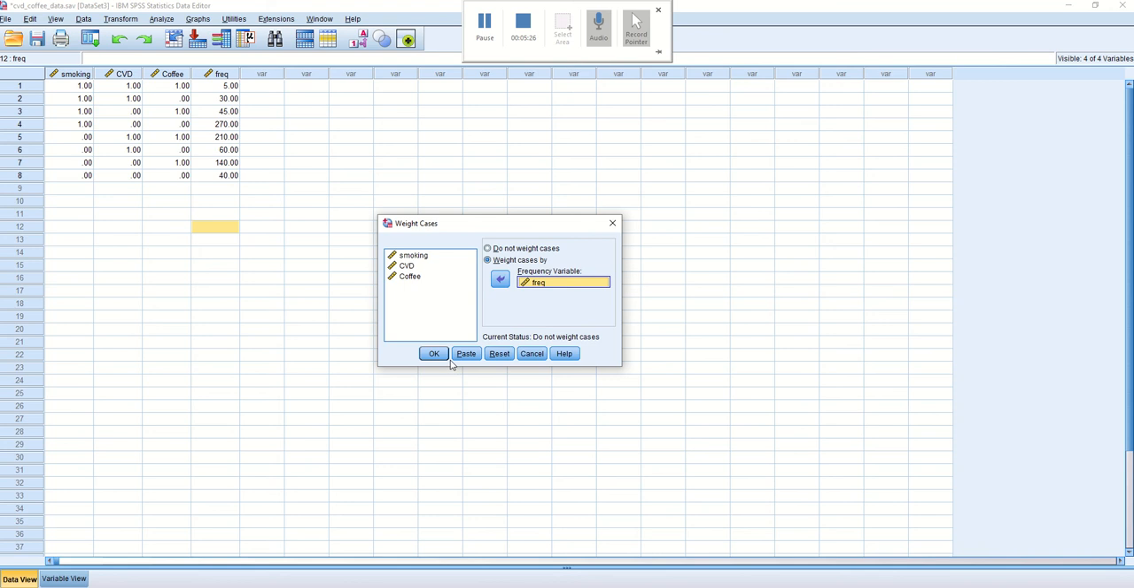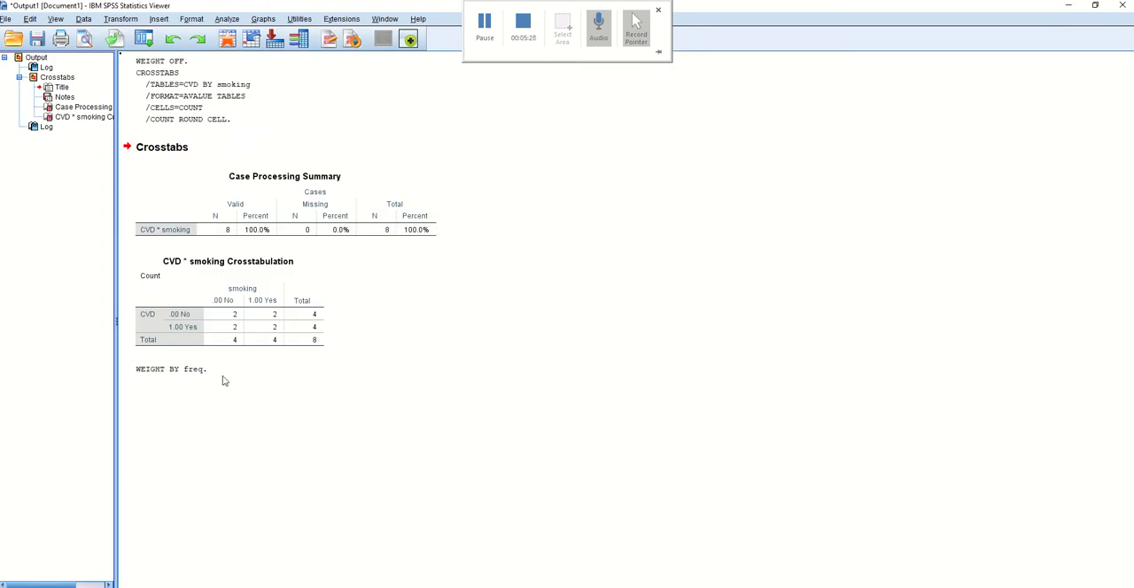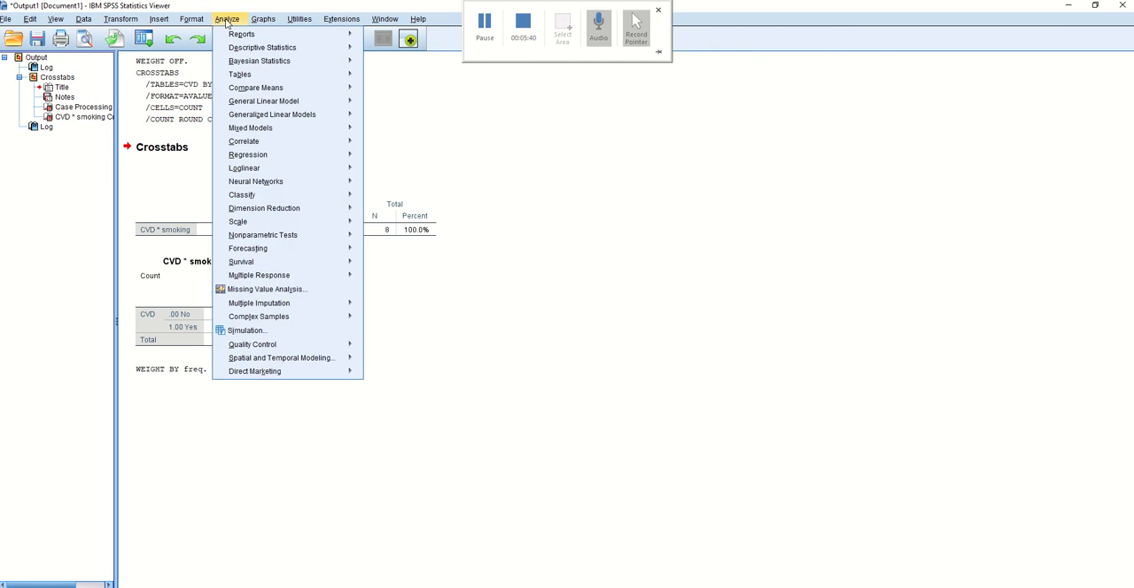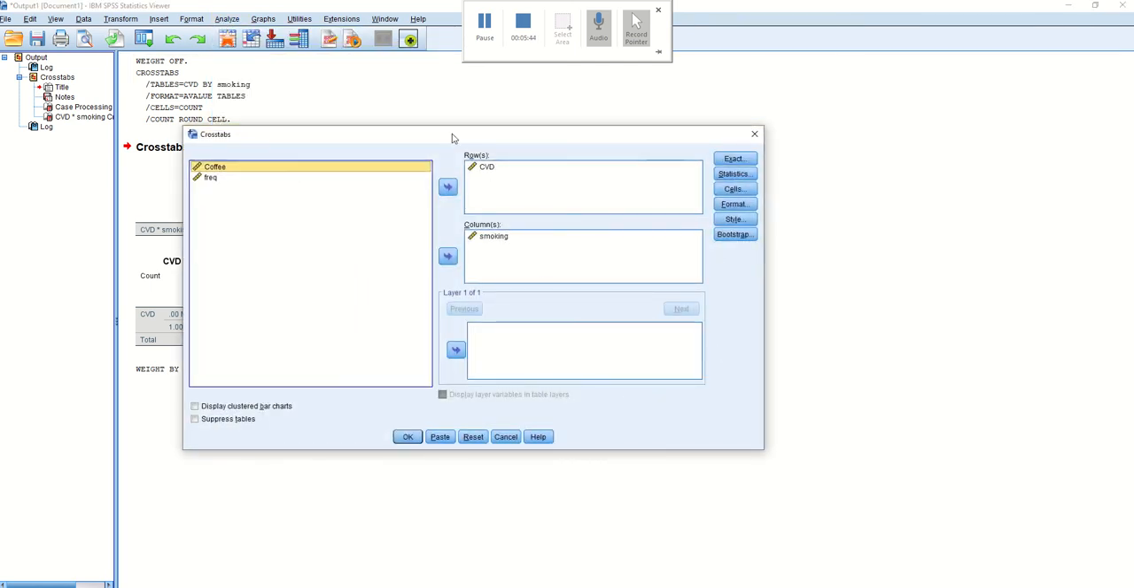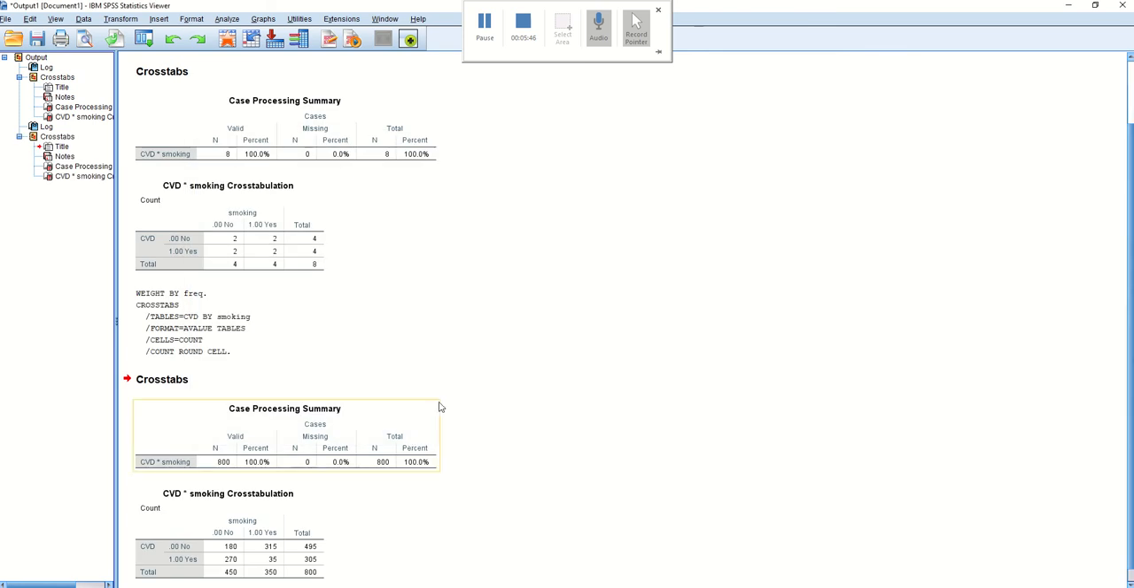Okay, so what that does is that now SPSS understands that the values that are going to appear inside the cells are not the counting that SPSS is doing, rather the frequency provided by the data set. So let's repeat: analyze, descriptive statistics, cross tab, everything is the same. So we're going to click OK.